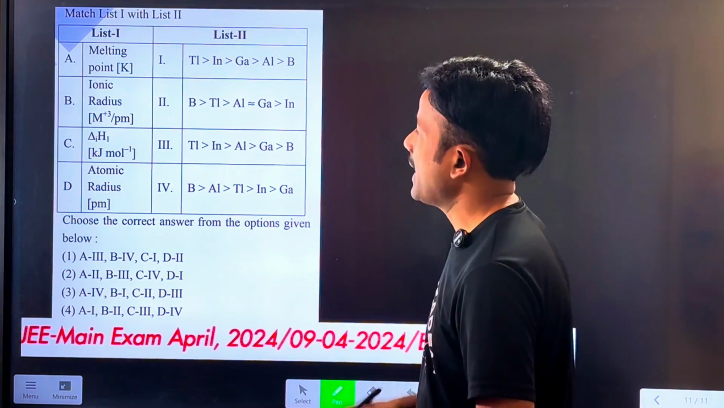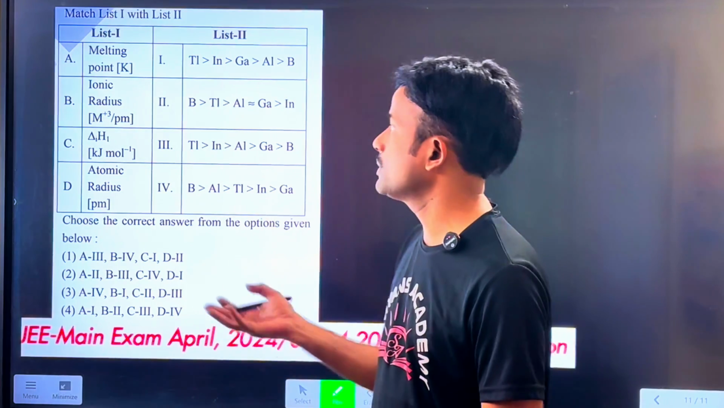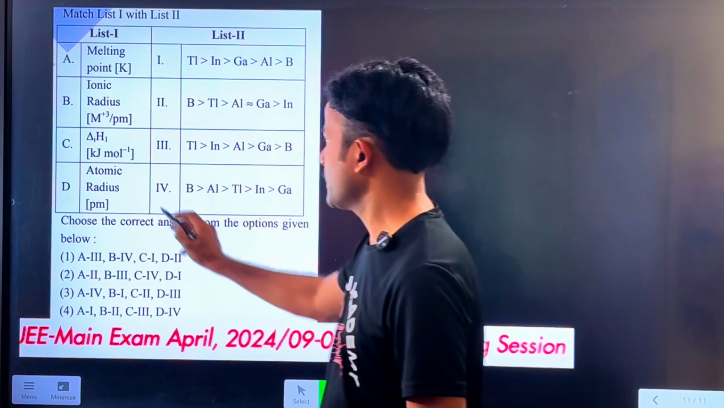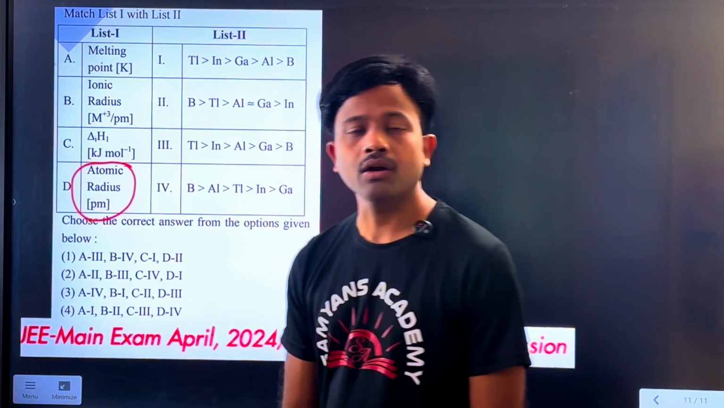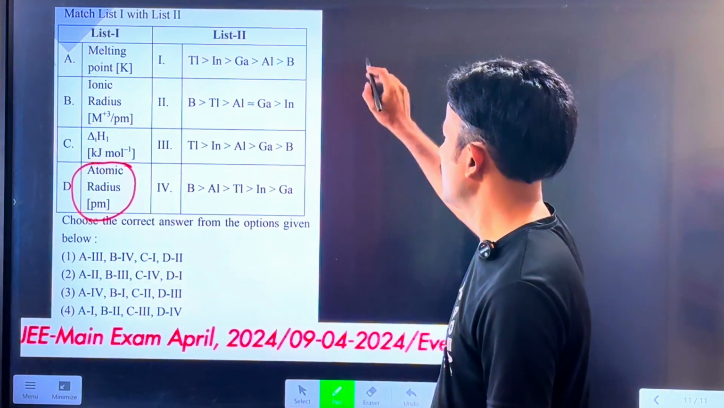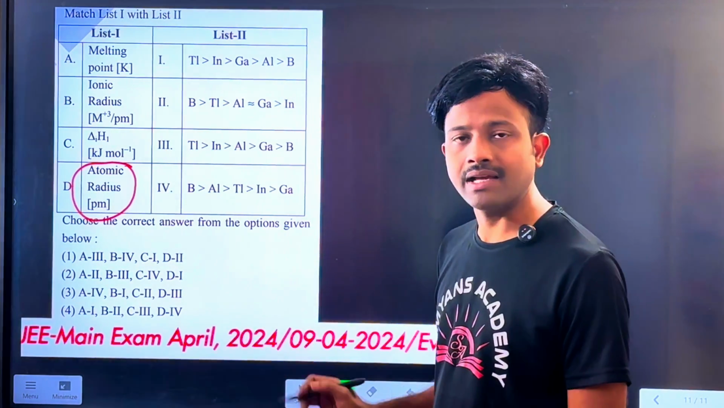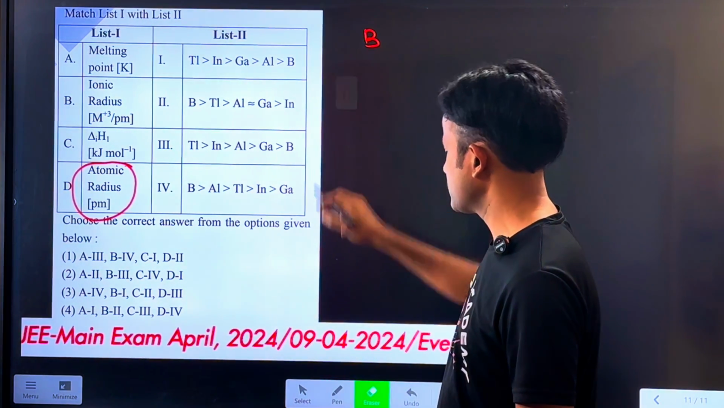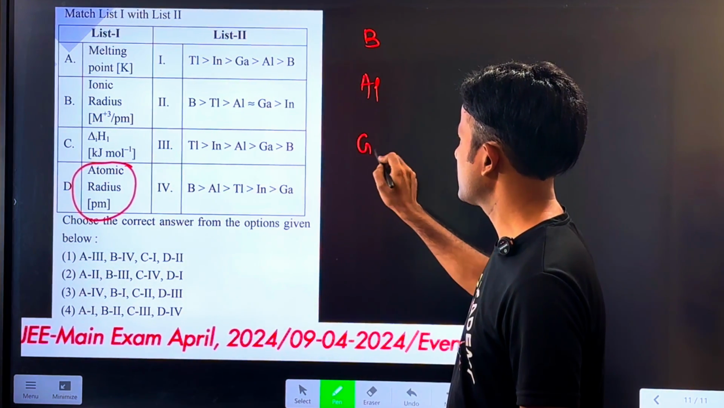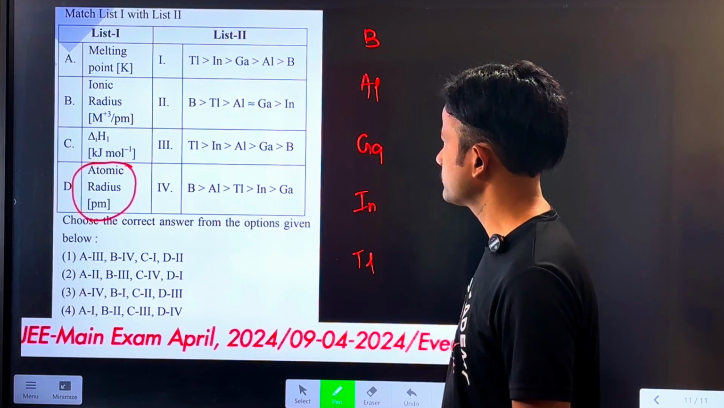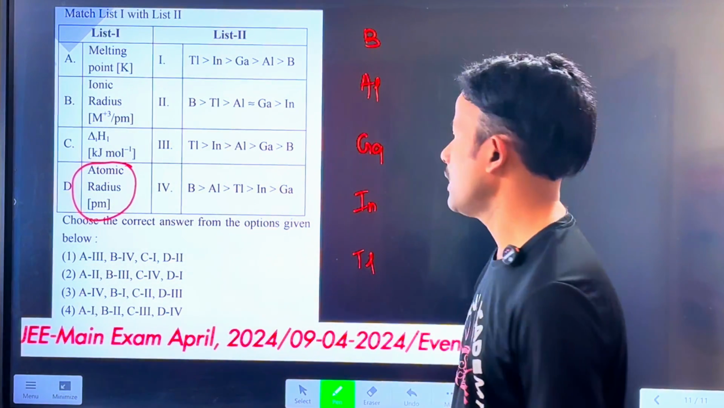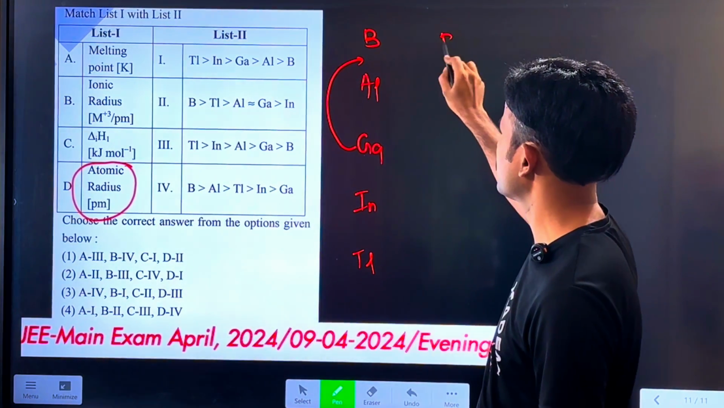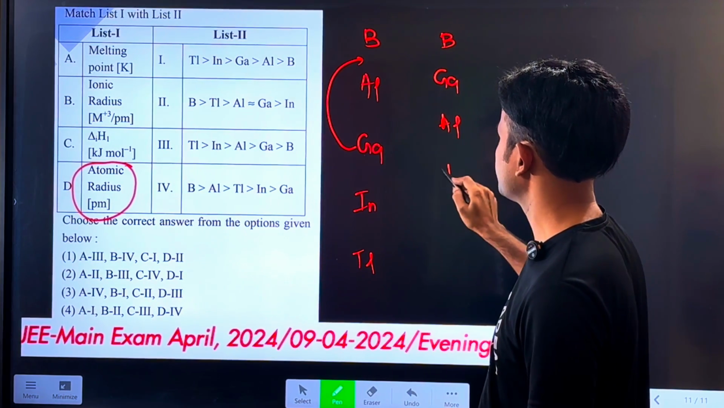Now you see, match list 1 and list 2. If you don't know about melting point, ionic radius and delta H values, don't worry. Just see the atomic radius. Already we discussed this for third group elements. Down the group, size increases, but there is an exception: boron, aluminium, gallium, indium, thallium. Due to the poor shielding effect of the d orbital of gallium, gallium has less size compared to aluminium. So this is the order.